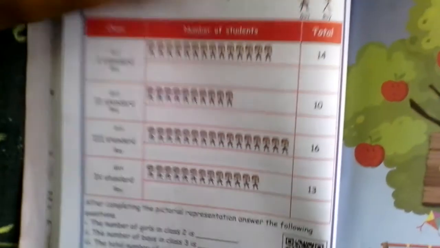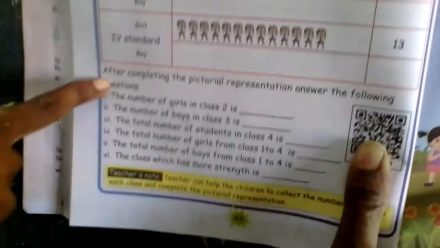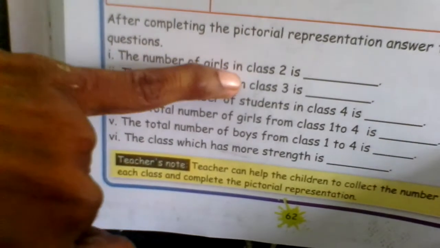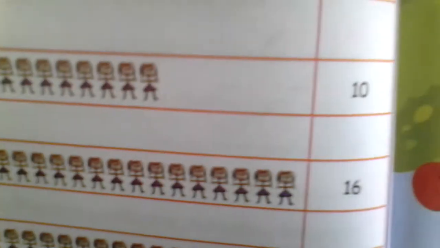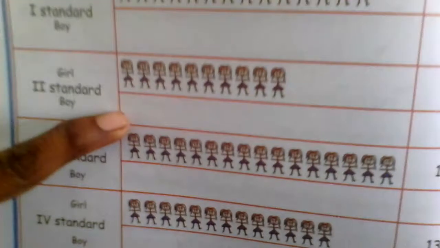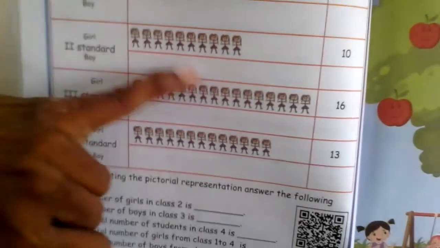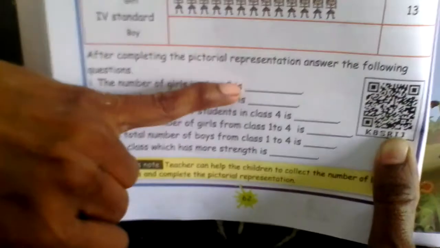You got the data. And what you have to do is, after completing the pictorial representation, answer the following questions. The number of girls in class 2. You have to count it and write. Number of boys. First you verify. Imagine and put the boys' figures here. Then you have to answer this. Okay kids? Fine. This is about the information processing.